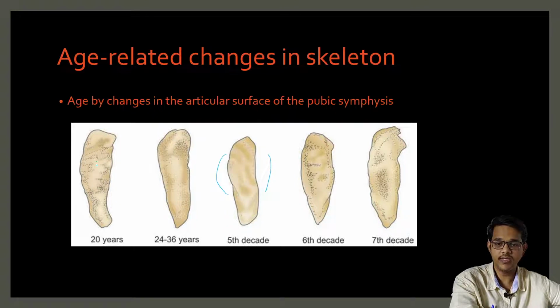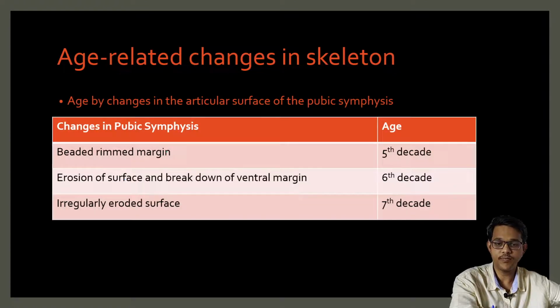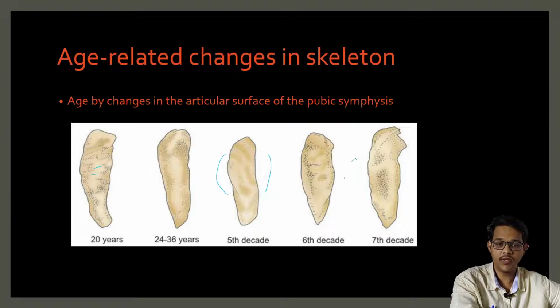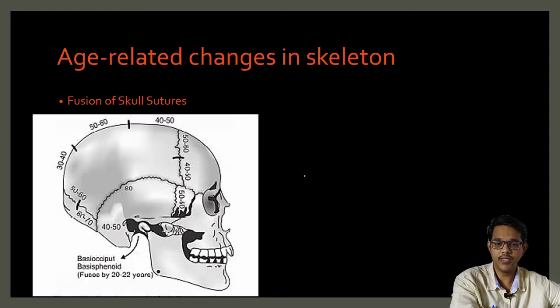At 20 years, grooves are seen. At the age of the 5th decade, a beaded rimmed margin is seen. At the 6th decade, there is erosion of the surface and breakdown of the ventral margin. At the 7th decade, that means above 70 years, an irregularly eroded surface is seen. So these changes are very minimal and not so clearly appreciated.